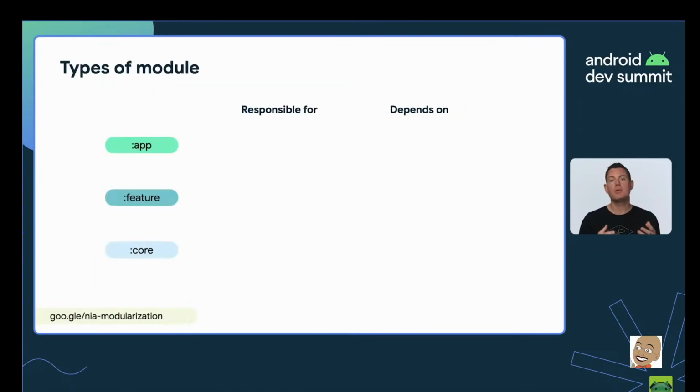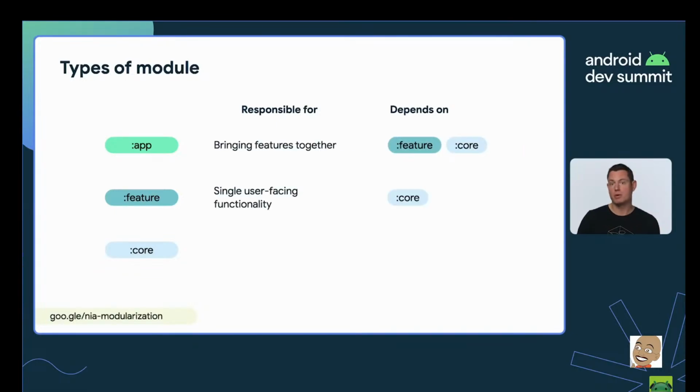Here's the modularization strategy we used in the Now in Android app. At the top level, we have app modules, which are feature modules. These are scoped to a single area of user-facing responsibility, such as providing the content for the For You screen. Feature modules do not depend on each other, but can depend on core modules. These are common library modules used throughout the app, also scoped to a single area of responsibility.